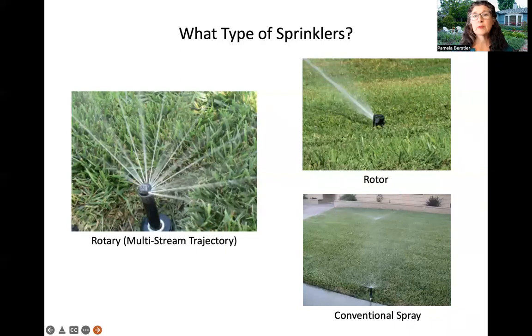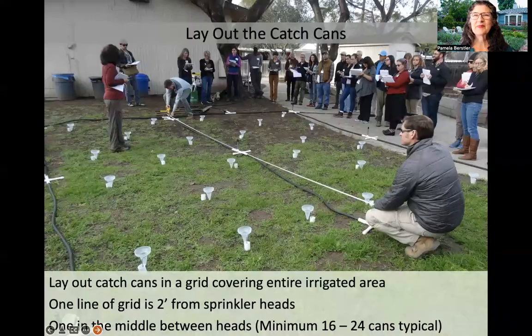Then what type of sprinklers do you have? Do you have rotors? Do you have the conventional spray ones? Do you have maybe those new rotary nozzles, or not so new, the multi-stream trajectory nozzles?